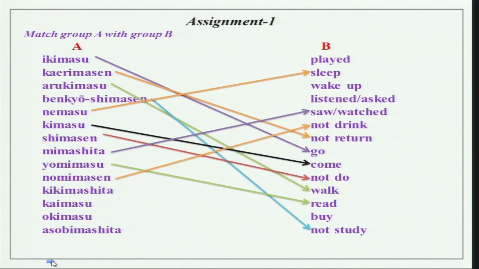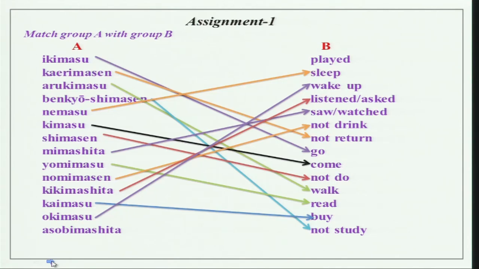Nomimasen, not drink. Kikimashita, asked or listened. Kaimasu, buy. Okimasu, to get up in the morning after a long sleep, or wake up, as is generally said. Asobimashita, played. So well, you have the verbs in the present, negative, and the past forms, and the word meanings over here. So you can just check your answers.